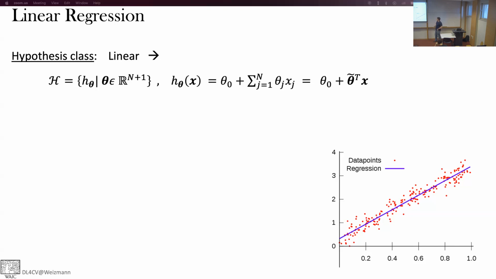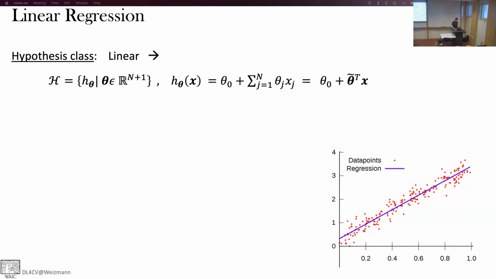So if it was just in 1 dimension, then I have 2 parameters, and this would look like a line. But if it has more, then you can imagine how it looks. And there is a nice vectorial way of looking at it. It's just theta 0 plus theta tilde transpose multiplied by x. The tilde is to say that it's without the theta 0 in there.